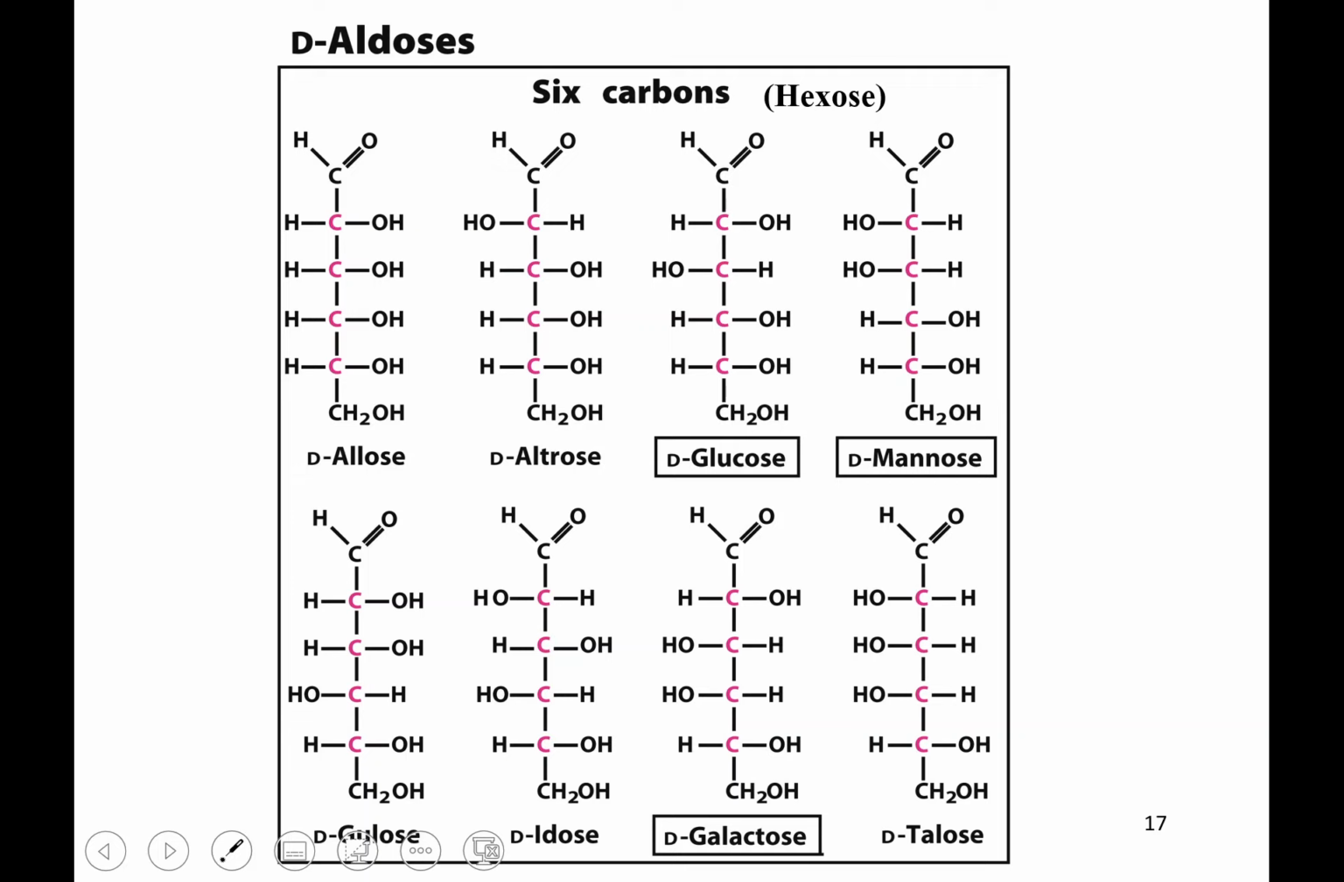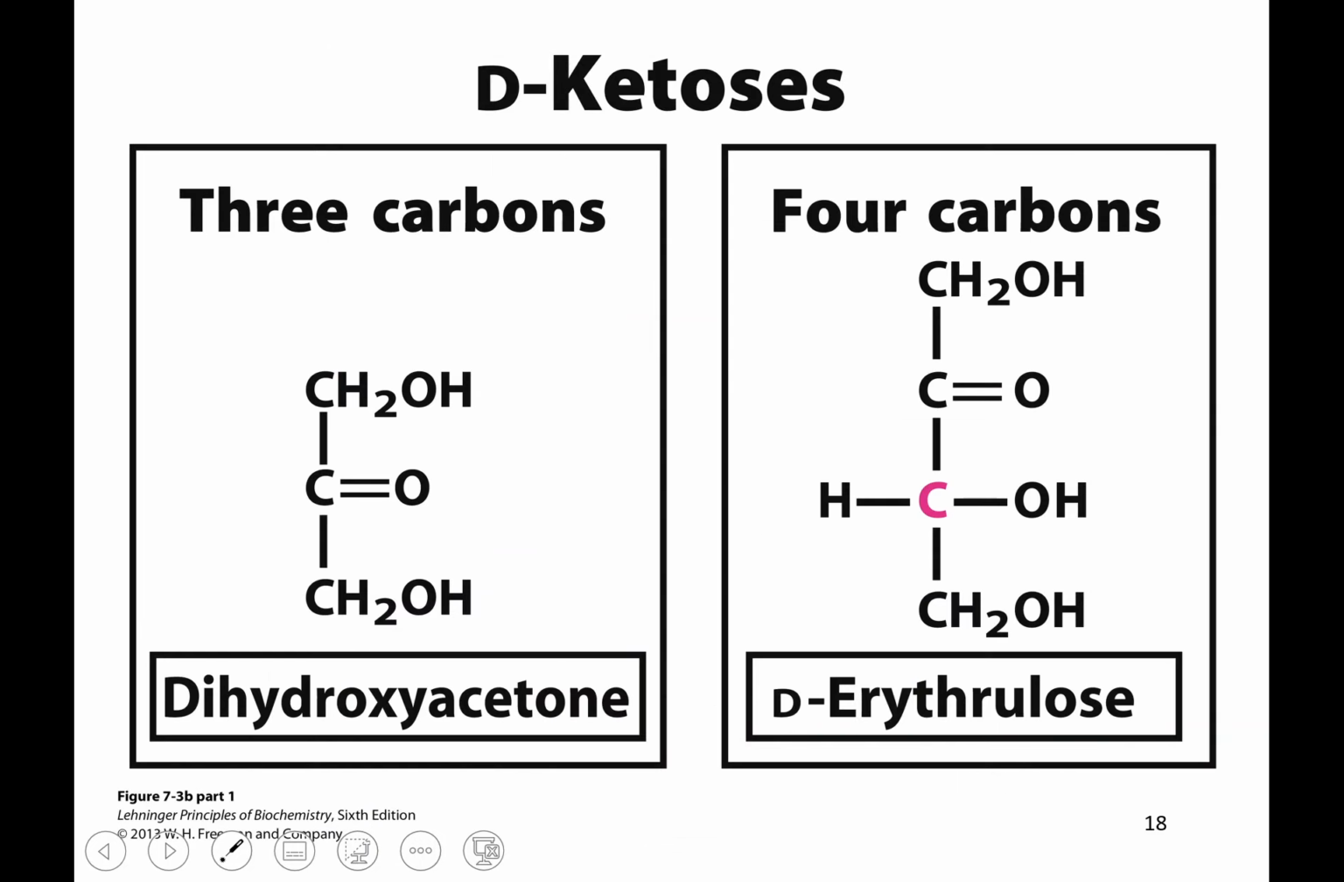Those you probably see a little bit more of in metabolism. They're both epimers of glucose, and those are used in the body a little bit more than some of these other sugars. Okay, so those are the aldoses.